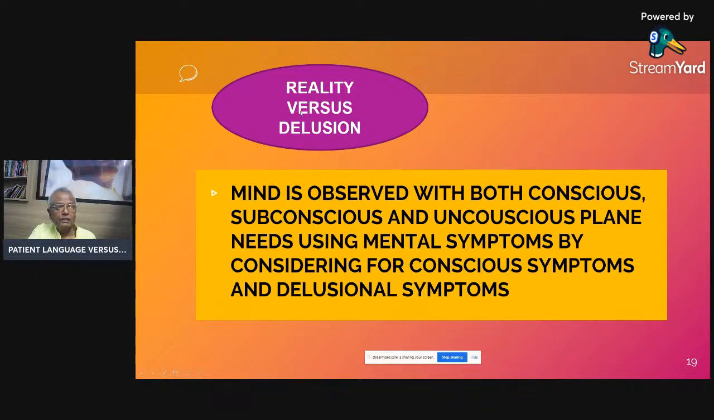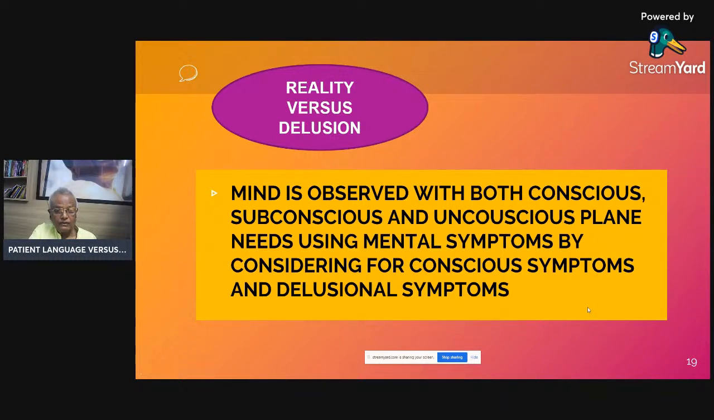The whole of the repertory is divided between reality and unreality, the delusional rubrics. Many a time we believe in the delusion and make a mistake, or many a time we believe in the fact and we make a mistake. So mind is observed in the conscious, subconscious, and unconscious brain. It needs using the mental symptoms by considering the conscious symptoms and the delusional symptoms.